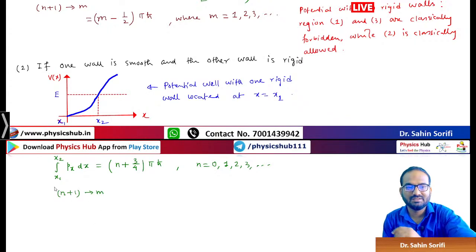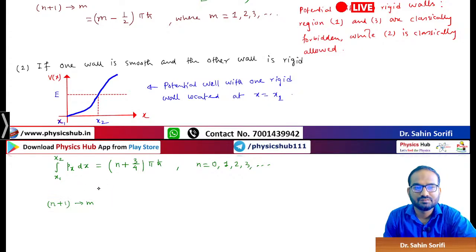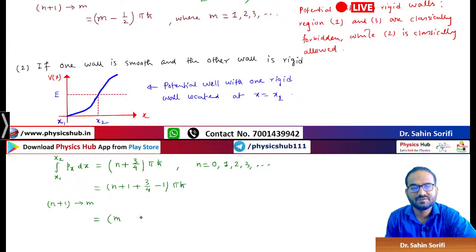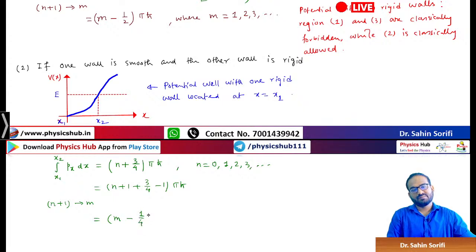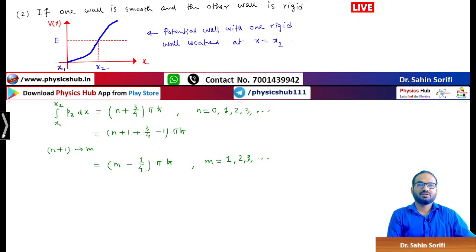Okay, so to do that, look, for the time being you just replace n by n plus 1. So plus 1 we have taken extra, so we have to subtract y by x. Next task, you replace n plus 1 by m. So this is equal to m 3 by 4 minus 1, so minus 1 by 4, m minus 1 by 4, and here you will start the value of m to be 1, 2, 3, 4 and so on. Depending on whether it is starting from 0 or 1, you will use the formula.